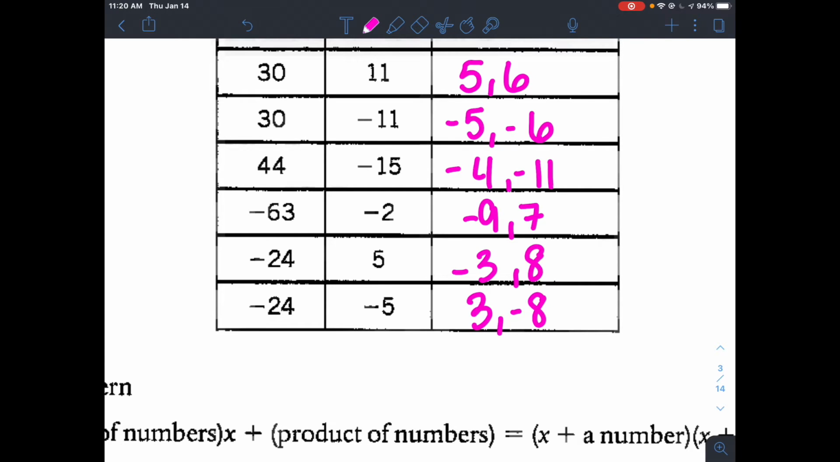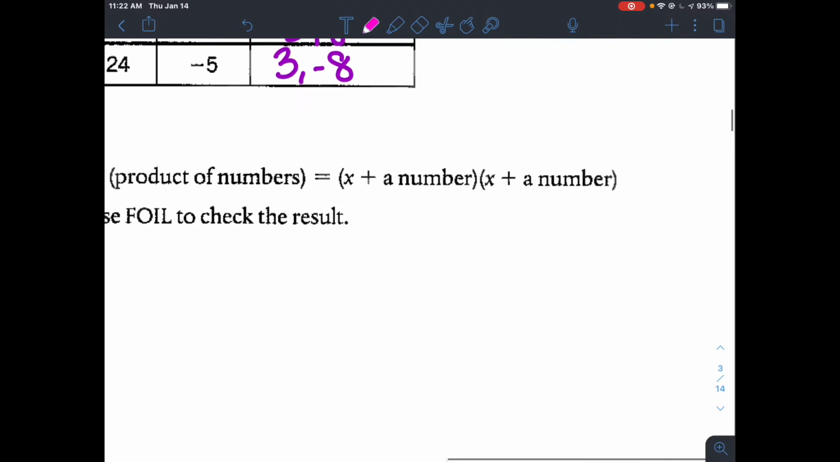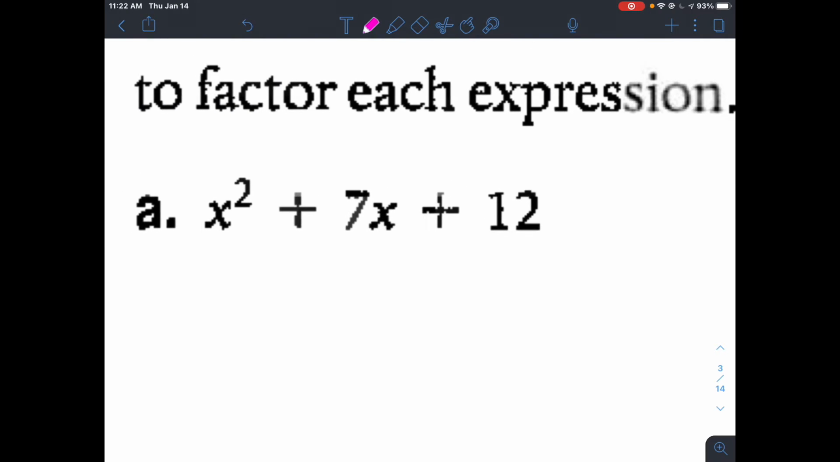Okay, so your answers I wrote down for you. Okay, so for number 3, we're going to use the pattern x squared plus the sum of the numbers x plus the product of numbers will equal x plus a number times x plus a number, to factor each of these expressions, and then we'll use FOIL at the end to check our results. So I'll explain that to you when we're done with the first one, how to check our results.